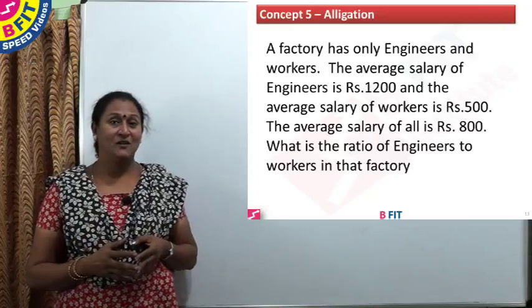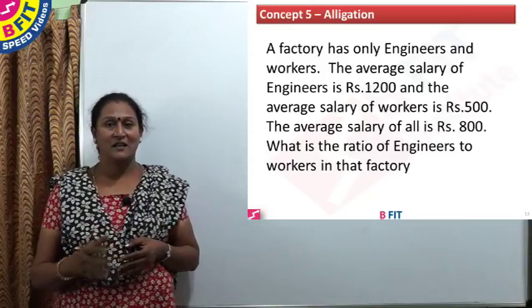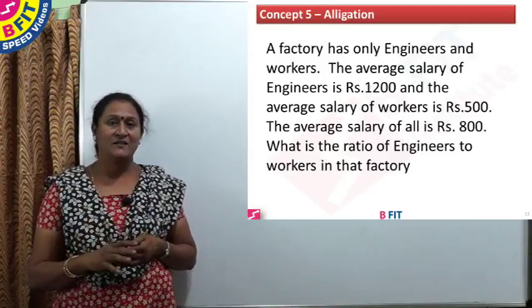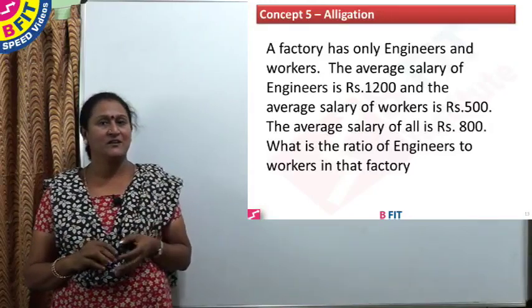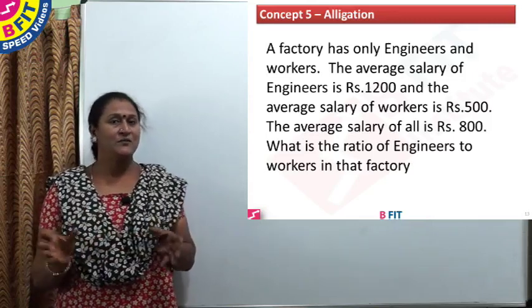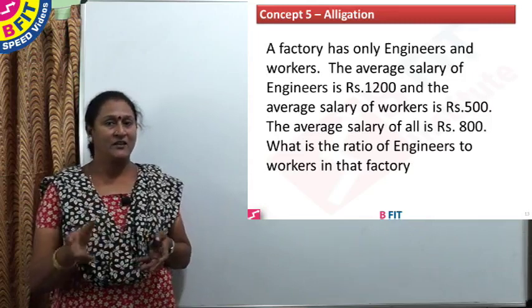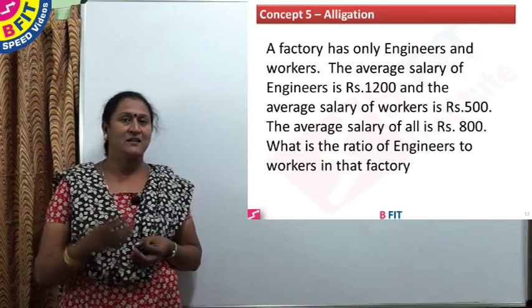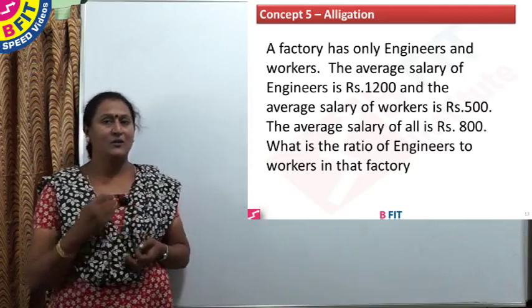So we'll see a very important concept, alligation. By using this alligation, we can solve questions by avoiding all complex working. We can use this alligation when two types of data are given to find the ratios. Now we'll see a simple example of how to apply this alligation concept and work out the question.